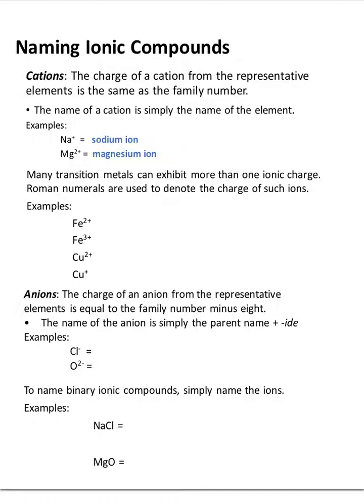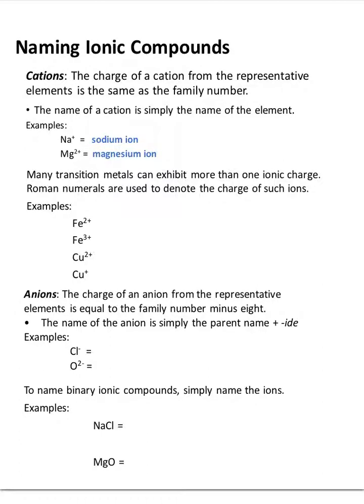If you look here at the first examples that are shown on the page, we have the Na+ ion and we have the Mg2+ ion. Now with cations, or the things that are carrying the positive charge, all we do is just take the name right off the periodic table and we add the word ion to it. So Na+ is a sodium ion, Mg2+ is a magnesium ion.